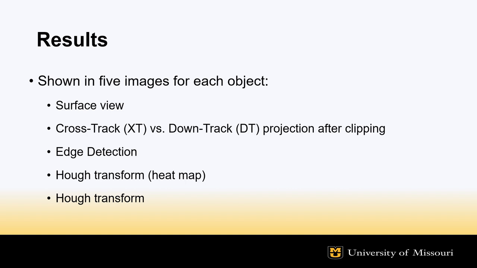For our results, each object is illustrated by a set of 5 images. The first image we use is the surface view of the data collected from the ground-penetrating radar over the entire test region. The next image we use is a projected two-dimensional image of the cross-track versus down-track dimension after we applied low-level clipping. Our third image is the output of the Canny edge detection. The fourth image is the Hopf transform heat map in the polar space. And the last image we use is the Hopf transform represented in 3 dimensions, rho versus theta versus the number of votes.